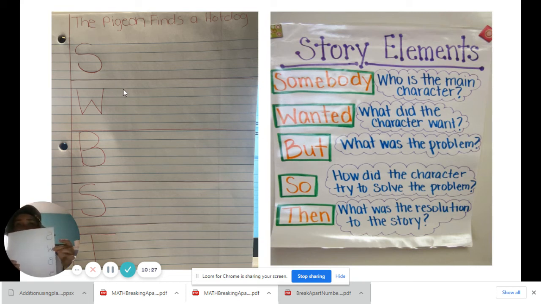Then on W, W is wanted. So what did the character want? What did the character in The Pigeon Finds a Hot Dog want? Remember, we're talking about the main character. What does the main character want? Does the main character want to eat a Krispy Kreme donut? Does the main character want to eat In-N-Out? Does the main character want to eat a hot dog? I'll give you a few minutes for that. Remember, you can pause if you need more time.